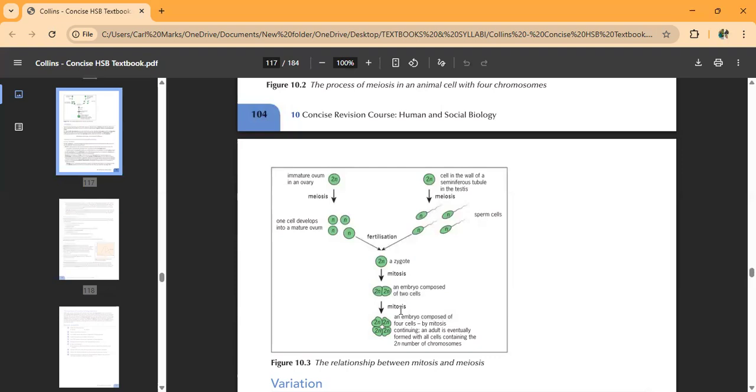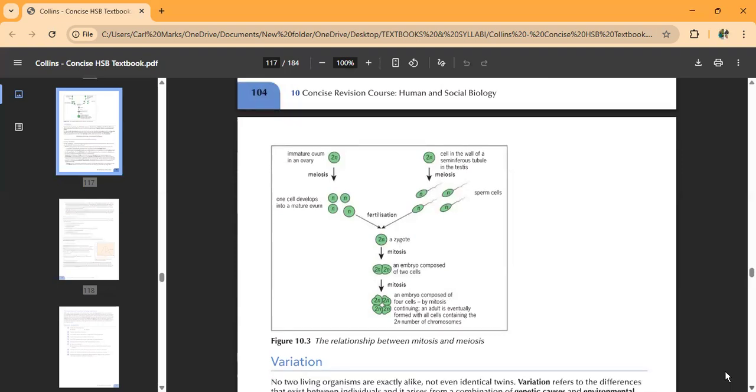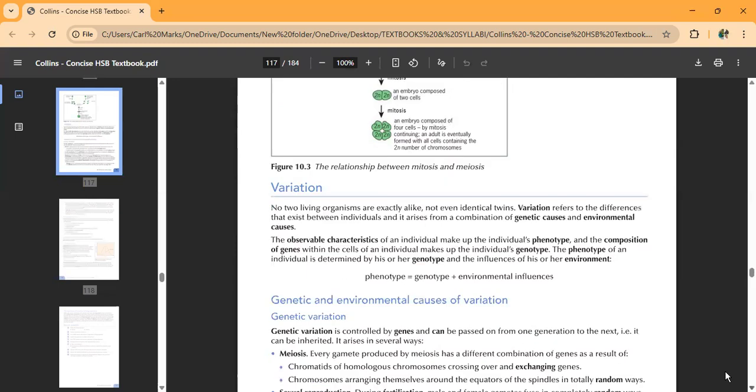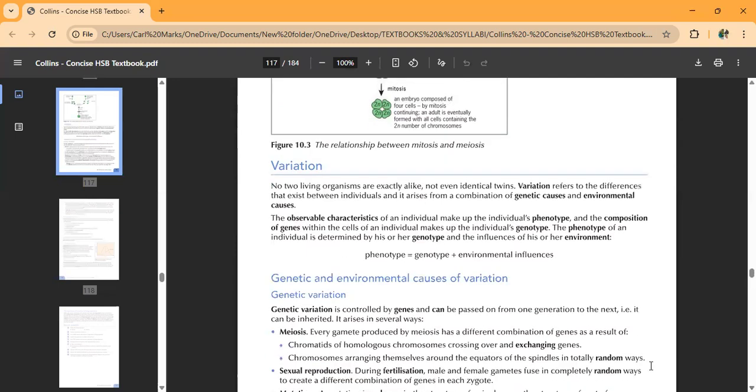So all the cells that are made from this embryo are made through the process of mitosis, but the sex cells are made through meiosis, right? I'm going to try and get a better diagram to explain and give the names of the stages in these different types of cell division.